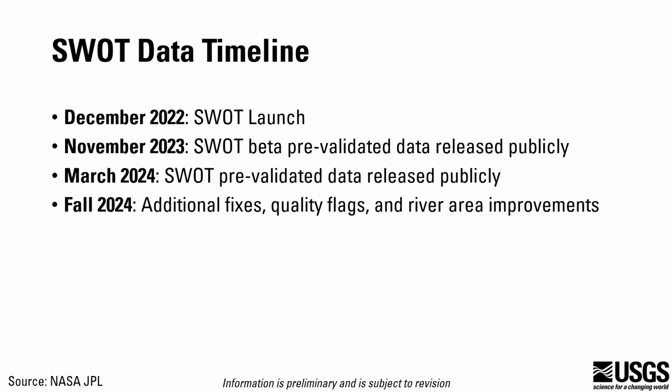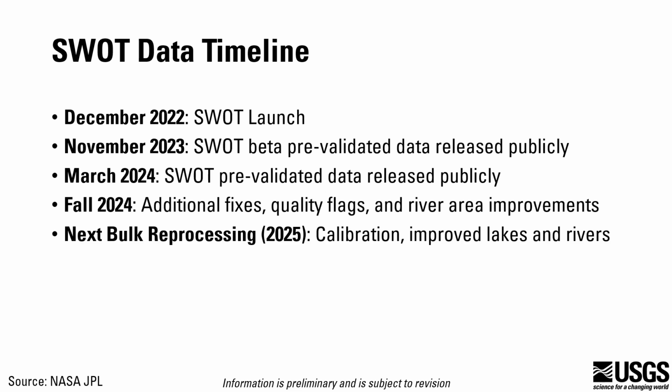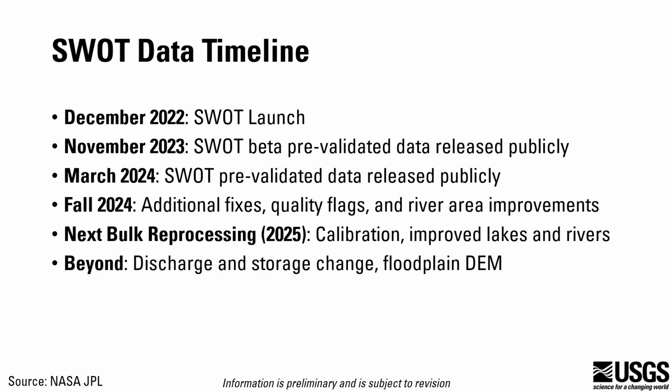In fall of 2024, NASA is implementing some additional fixes, quality flags, and river area improvements. And the next bulk reprocessing is expected to occur sometime in 2025, which will introduce calibration as well as some improvements to lake and rivers. Beyond this time, we also expect discharge data from SWOT to become available, as well as storage change and potentially the generation of floodplain DEMs as well.